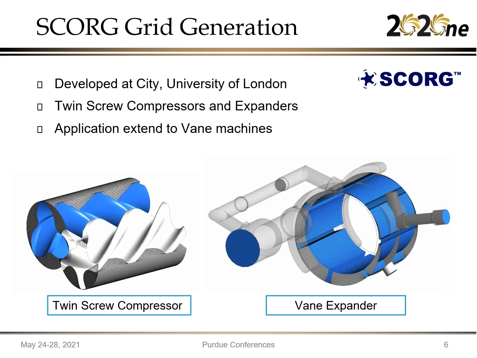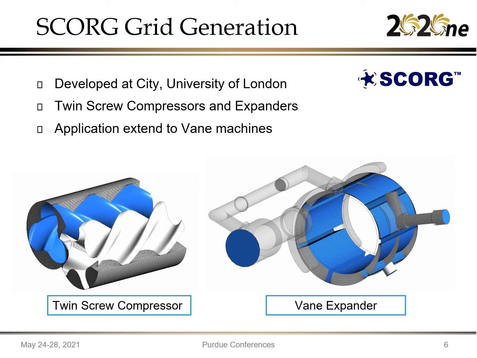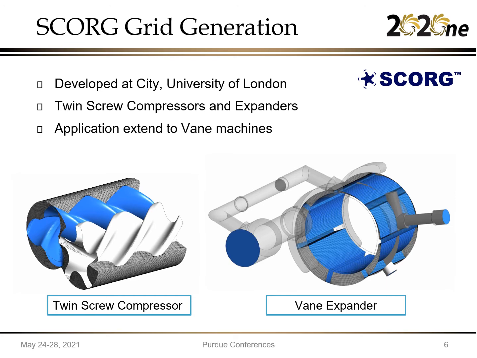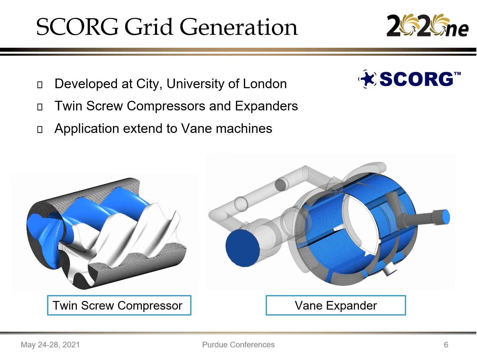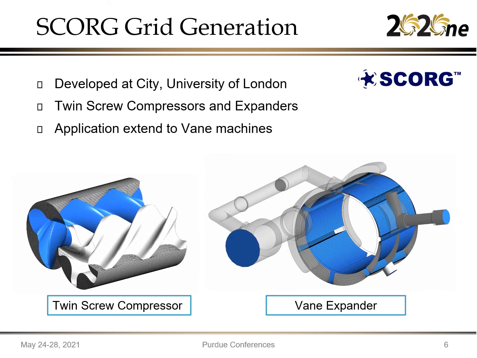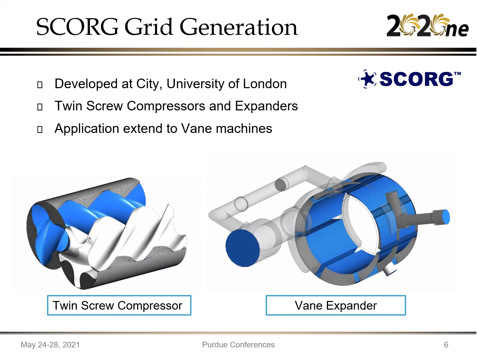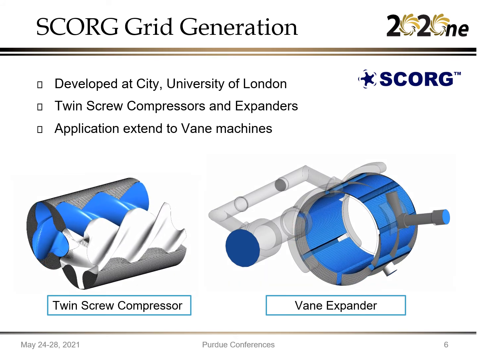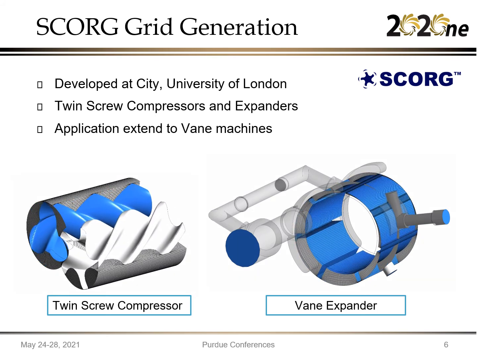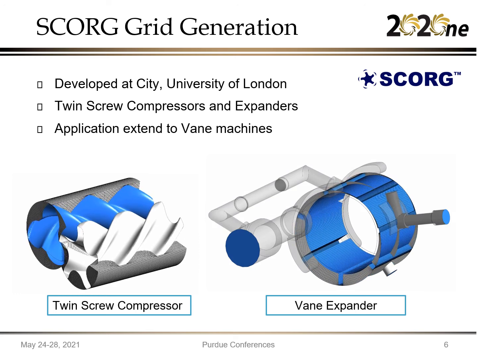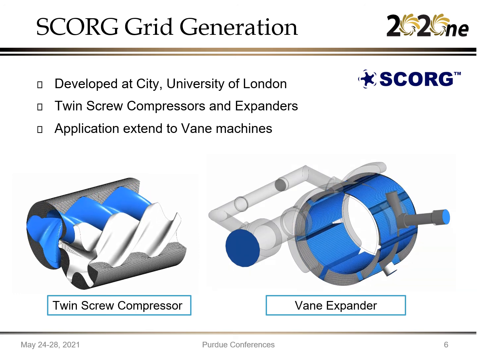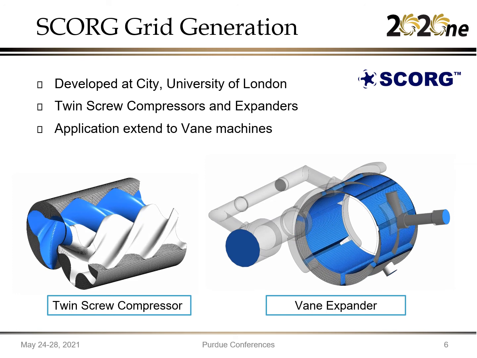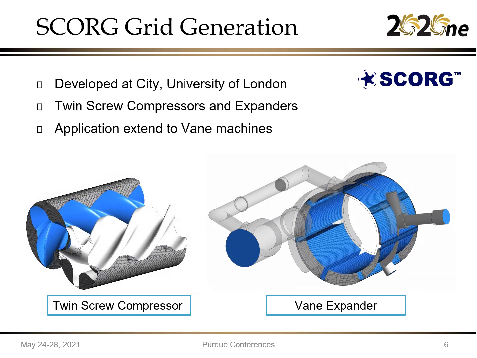A few words on the Scorch grid generator. It has been originally developed for twin screw compressors, as you can see in the animation here. Because the quality of mesh required is quite stringent in twin screw compressors, we were able to achieve very good grid quality control when the grid generator was employed for vane machines. Here you can see the vane expander grid.